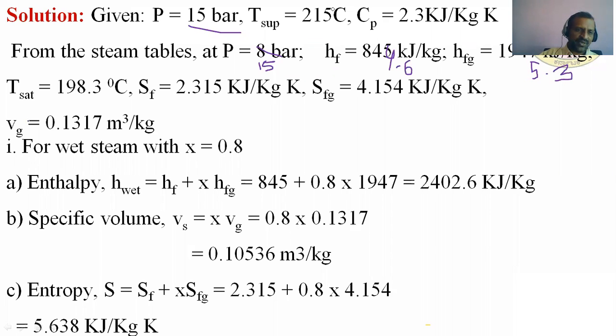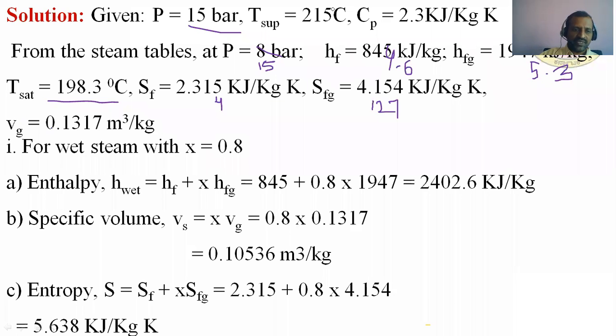Then saturation temperature is given as 198.3 degrees Celsius. It is given in the steam table, in the very next column of 15 bar pressure. That itself is the saturation temperature, right? Then you take the SF value. SF value is 2.314 in the steam table. Take 2.314 only. The next one is 4.154, that is SFG. It is 4.154 only, right?